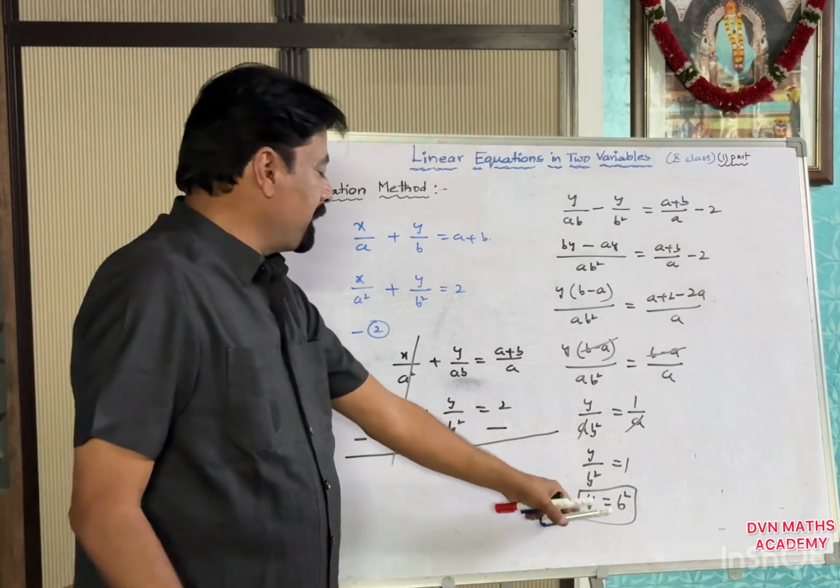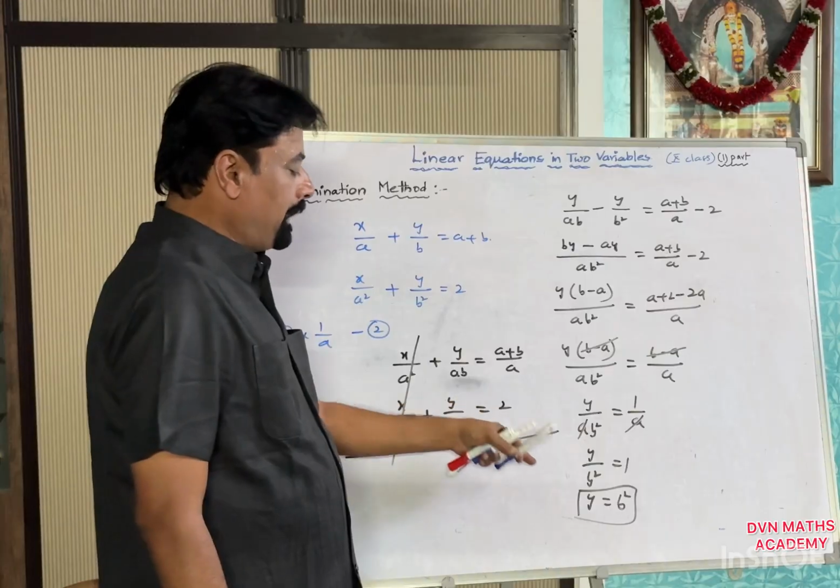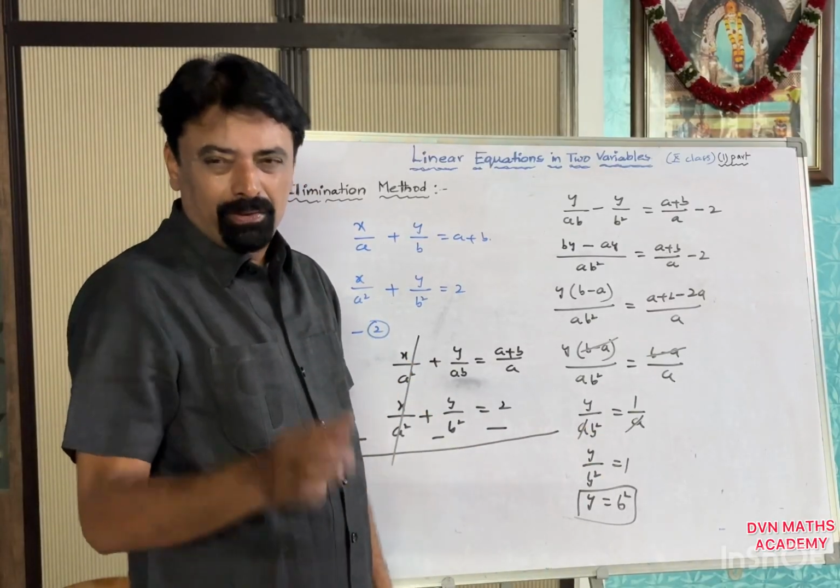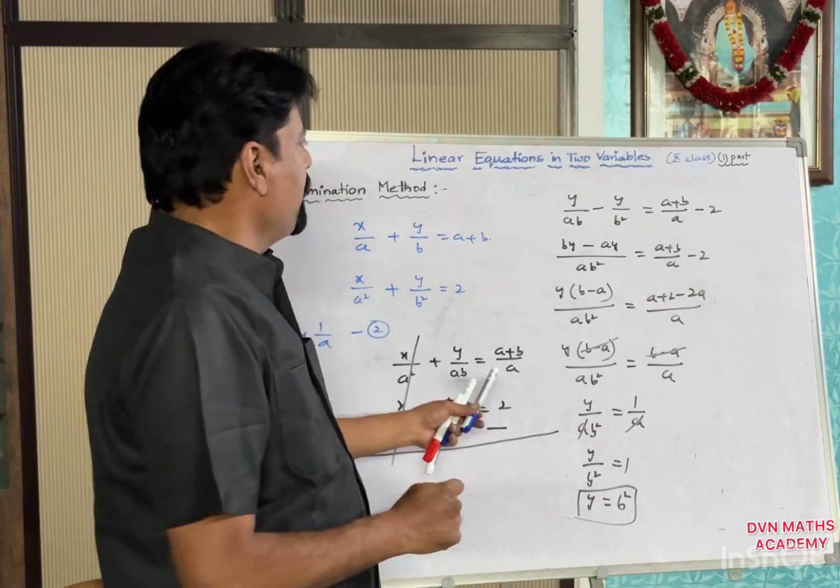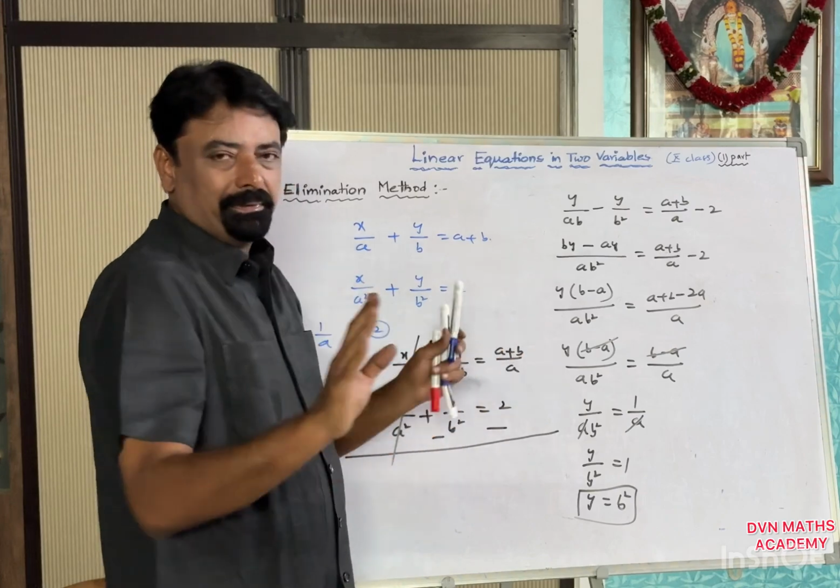If you substitute that b square value in any equation, then you will get the value of x. So this is also one of the hard concepts. So here, don't think it is very easy.